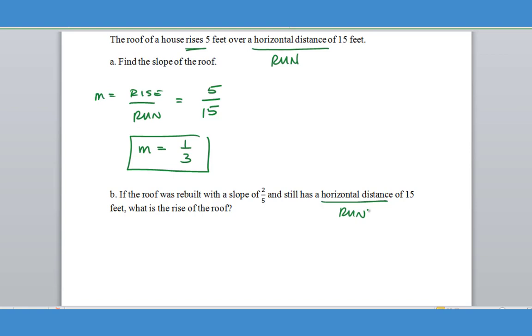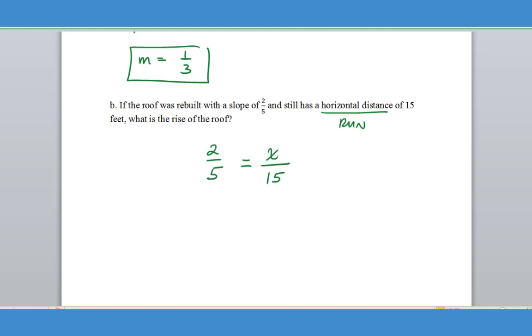We want to know what the rise of the roof will be. So what we're really concerned about is we have a run of 15 feet, but we don't know what the rise will be. And we need to make this equal to our new slope. And so we set up a proportion here. And then now we just need to use cross products or cross multiplication to figure out the value for x. So we're going to say 5 times x is going to equal 2 times 15, which is 30. And x is going to equal 6. And so if we look at what we were trying to figure out, that was the rise of the new roof. Okay, and that's just a simple word problem using slope.